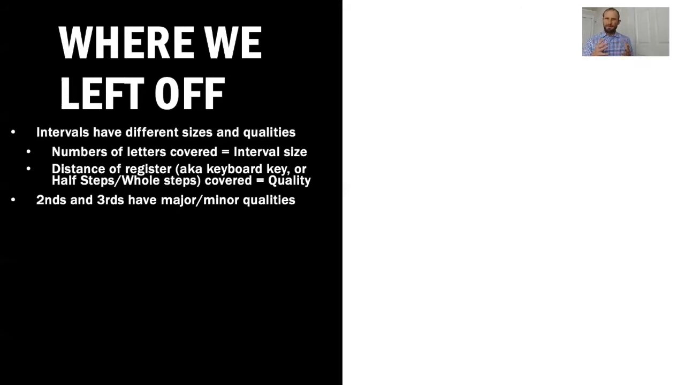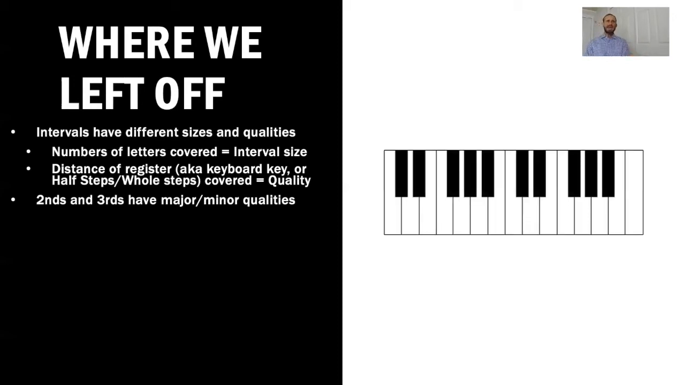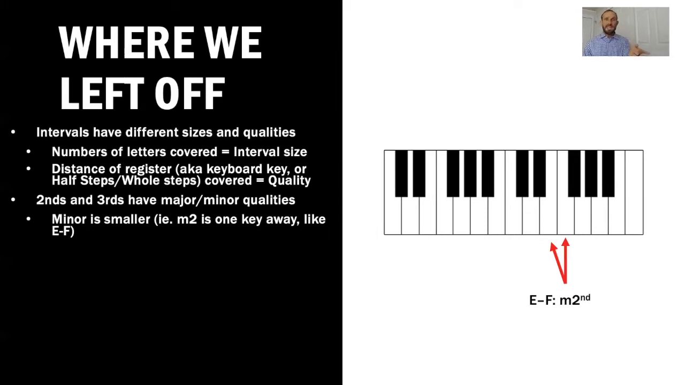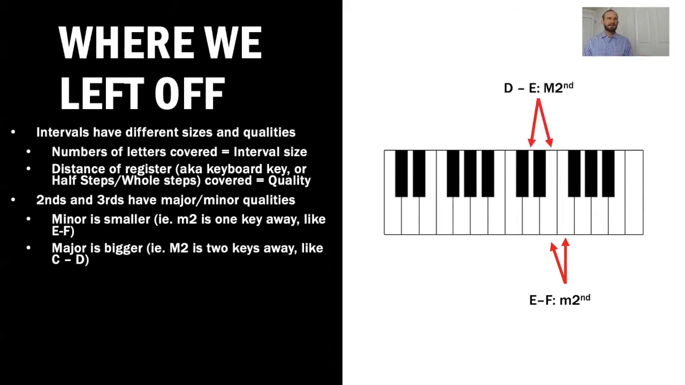So let's apply this more specifically. Seconds and thirds, for example, had major and minor qualities. All right, what do we mean? Well, if we look at a piano, the smallest interval outside of a unison, which we haven't talked about, that would just be the note itself. But the minor second is going just one key away. A great example was going from E to F. That is a minor second. Meanwhile, a major second is bigger. It's 2 keys away, or a whole step, like D to E or C to D, as I have written there.